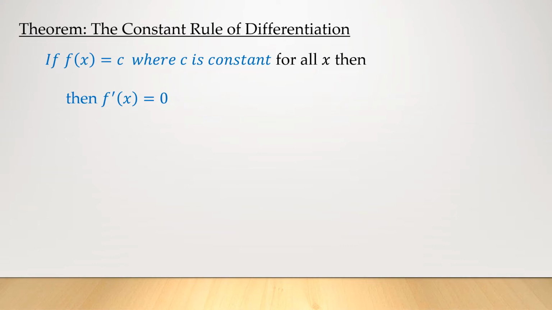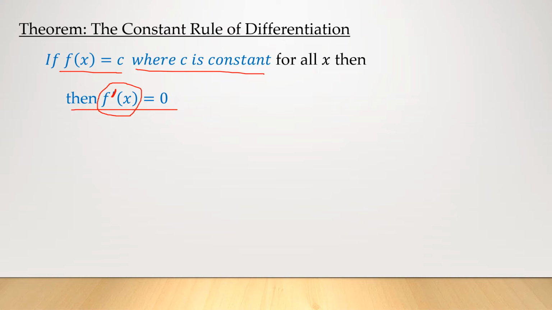According to this theorem, if the function f is equal to c, where c is a constant for all x, then the derivative of the function f is equal to 0. So this is how we are going to write a derivative of the function f. We put this sign or symbol above our f, like an apostrophe. So it's f prime of x. That is the derivative of the function f.